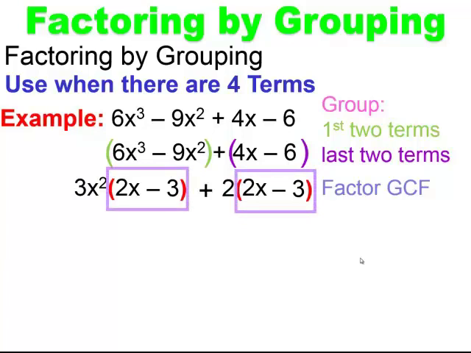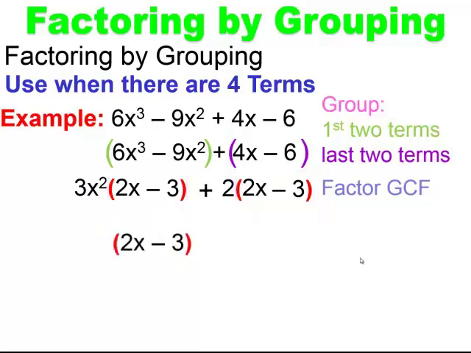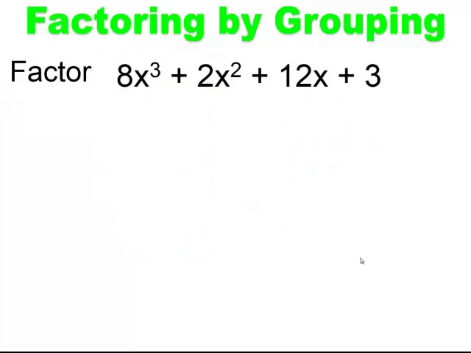So now I factor out that common binomial, that 2x minus 3, and then whatever is left, I factor and put it inside the second parentheses. So when I divide the 2x minus 3 out, I'm left with 3x squared plus 2. So now I have this factored by grouping into 2 factored binomials. Pause and try.